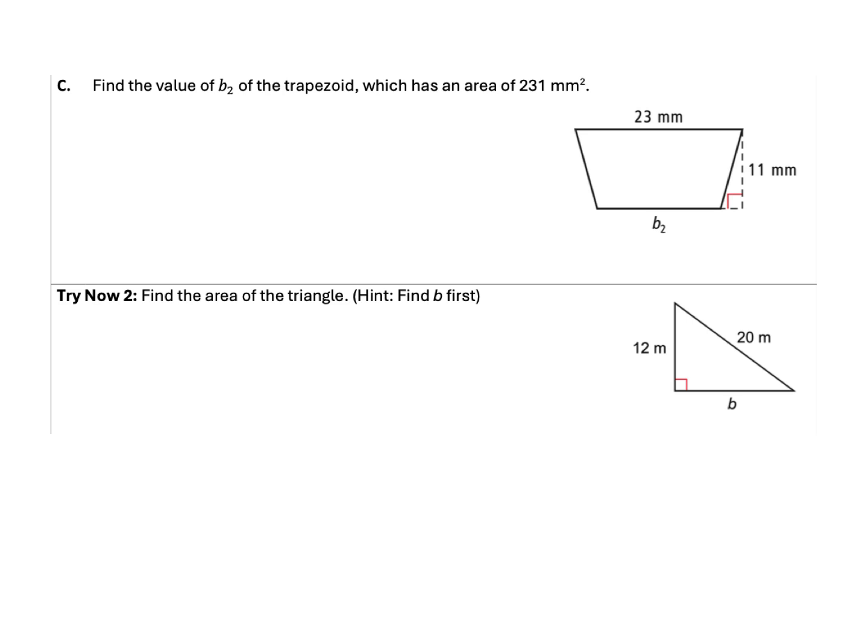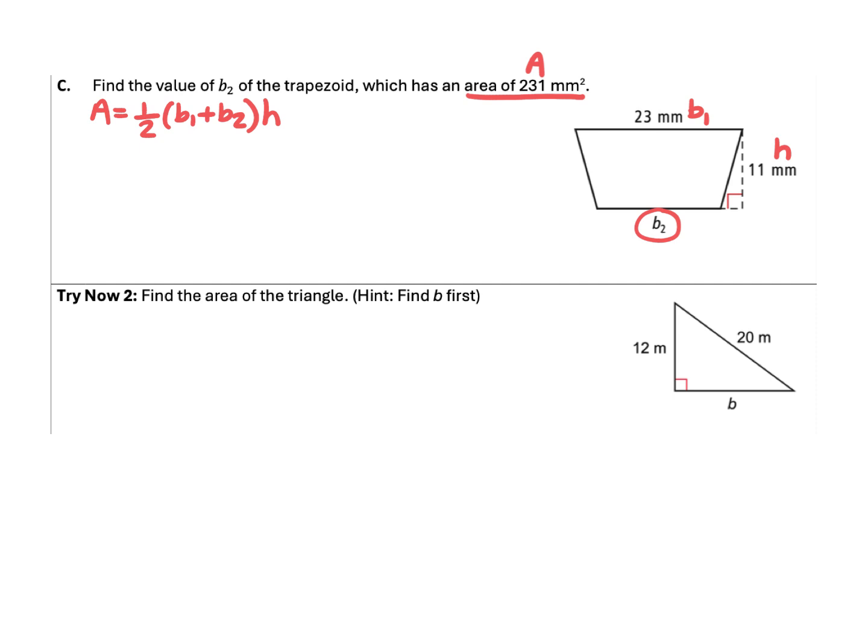In part C here, we want to find the value of B2 of the trapezoid, which has an area of 231 millimeters squared. So that's our area. And then we have the base 1, and we have the height. We're missing B2. So let's go ahead and start by writing down our formula for the area of a trapezoid. 1/2 times B1 plus B2 times height.